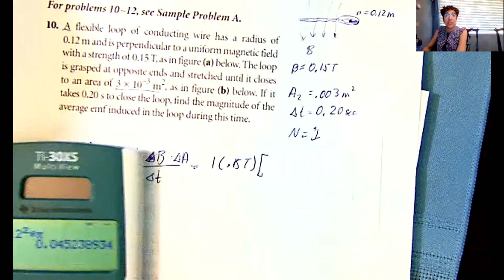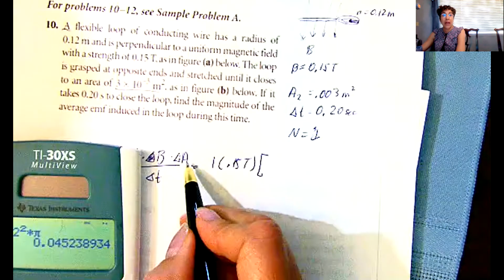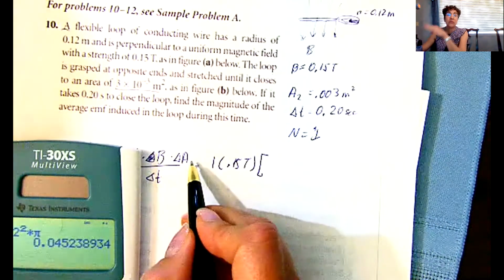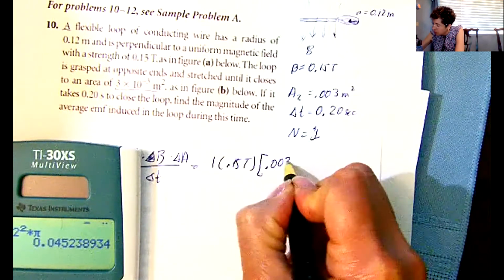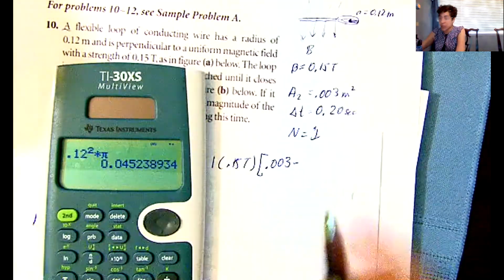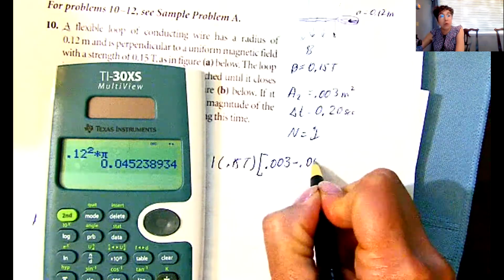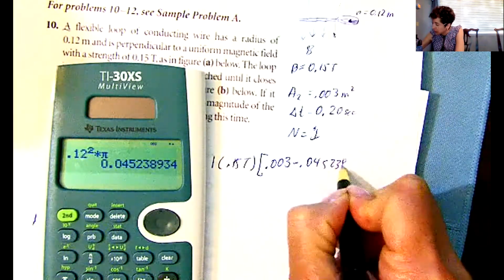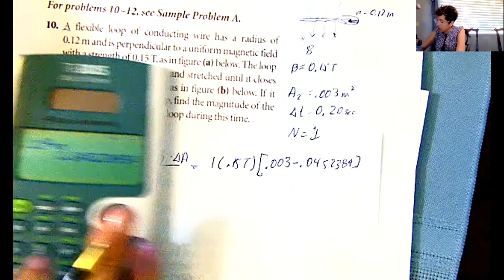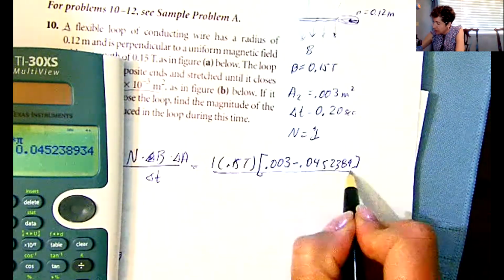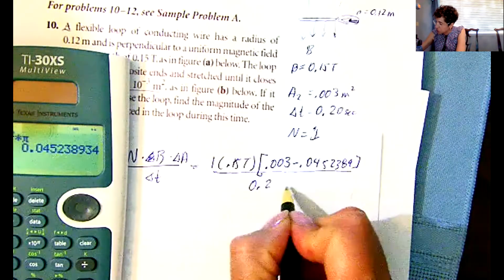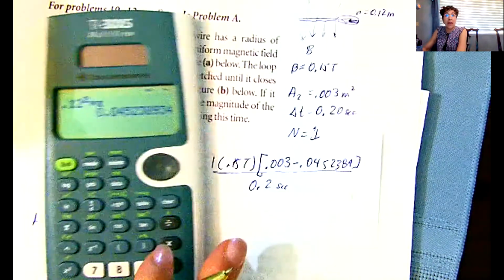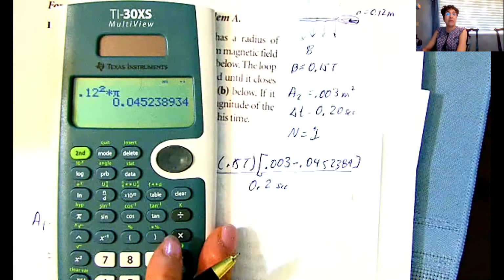All right, so I want the change of A. Remember, delta is the after minus the before. So the after is 0.003 minus this stuff I got in my calculator, 0.0452389, etc. All that divided by the time. And the time is 0.2 seconds.